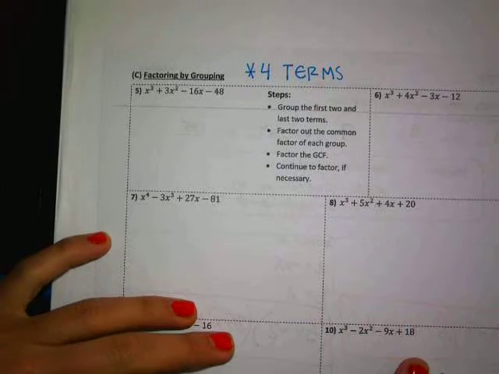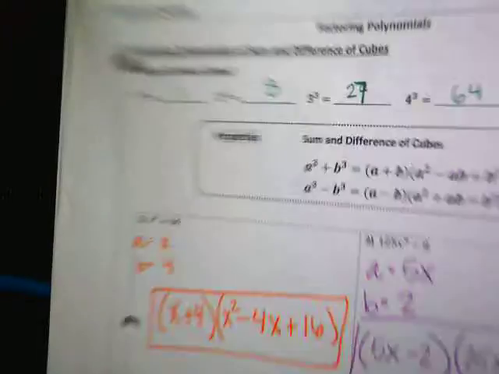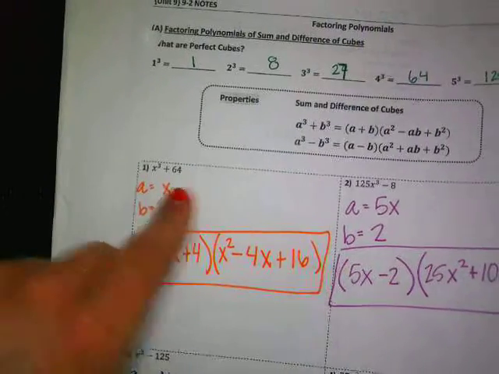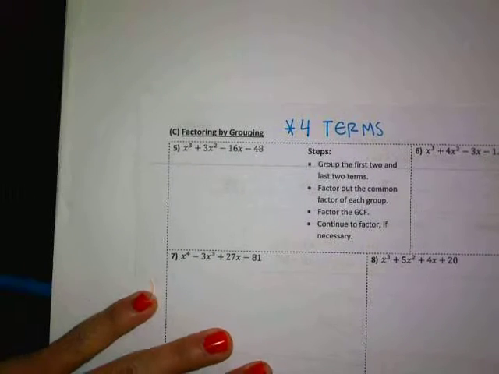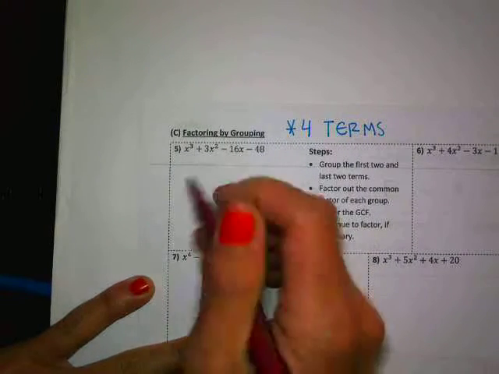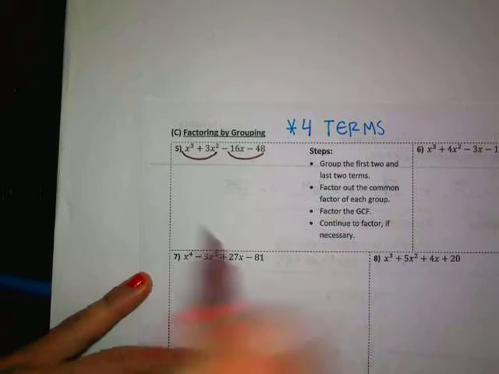Did we use 4 terms yesterday? No, we only had 2. But here it has 1, 2, 3, 4. So you have 4 terms here. All right, so we're going to group our first 2, and we're going to group our second 2.